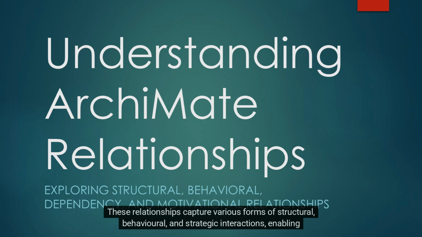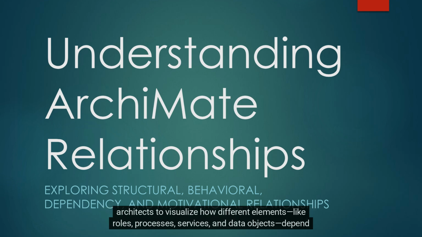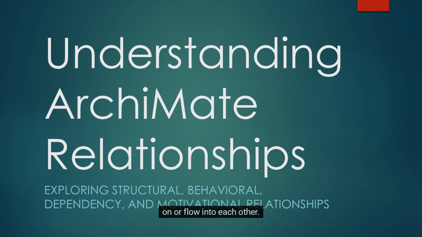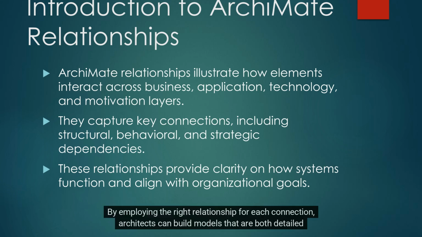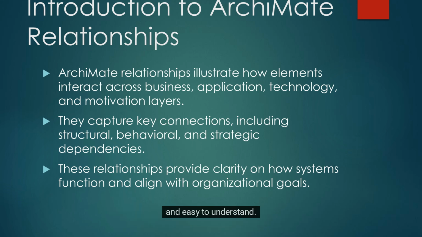These relationships capture various forms of structural, behavioral, and strategic interactions, enabling architects to visualize how different elements, like roles, processes, services, and data objects, depend on or flow into each other. By employing the right relationship for each connection, architects can build models that are both detailed and easy to understand.